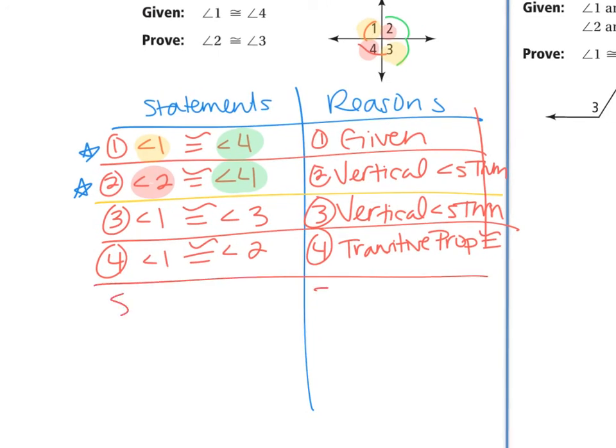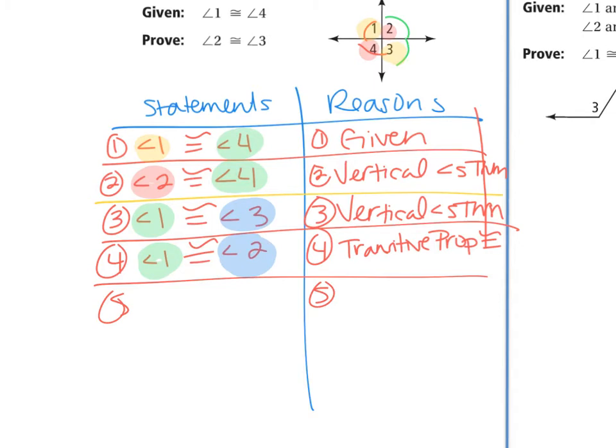So now I'm going to erase these. There it goes. Okay, so now we're trying to get to angle 2 and angle 3. Let's look at the next one. Let's talk about line 3 and 4. So you have angle 1 is congruent to angle 3, and angle 1 is congruent to angle 2.